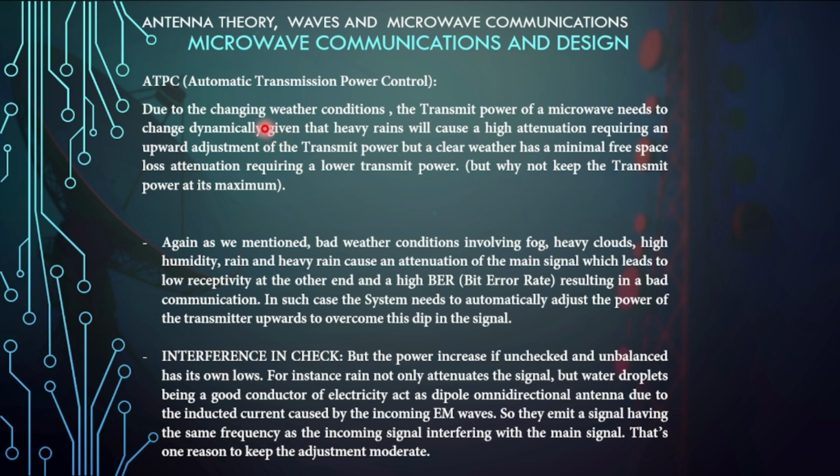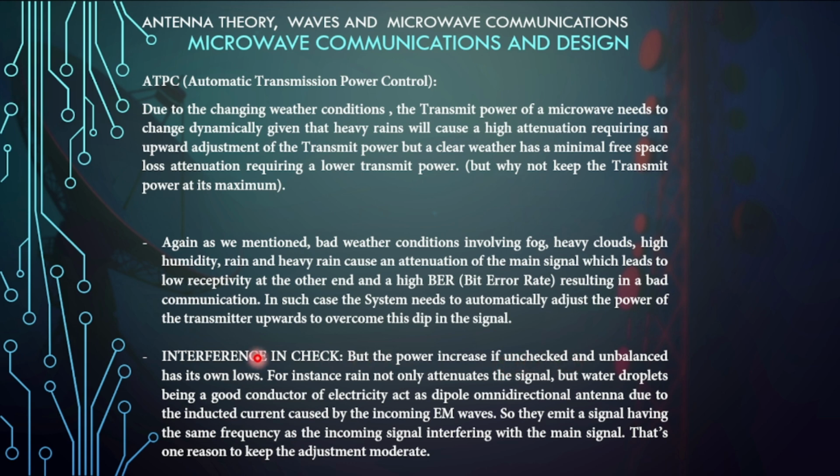Why ATPC? Due to the changing weather conditions, the transmit power of a microwave needs to be changed dynamically, given that heavy rains will cause a high attenuation requiring an upward adjustment of the transmit power, but a clear weather has a minimal free space loss attenuation requiring a lower transmit power. But why not keep the transmit power at its maximum? Again, as we mentioned, bad weather conditions involving fog, heavy clouds, high humidity, rain, and heavy rain cause an attenuation of the main signal, which leads to low receptivity at the other end and a higher BER or bit error rate, resulting in a bad communication. In such case, the system needs to automatically adjust the power of the transmitter upwards to overcome this dip in the signal. Now, interference needs to be in check. So the power increases.